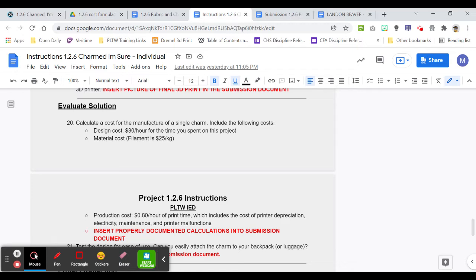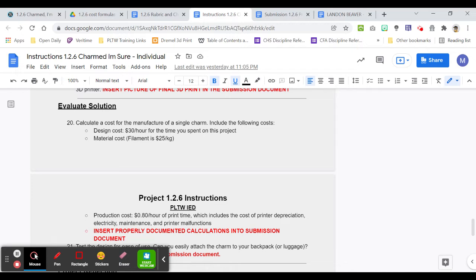You need material cost. The 3D print filament is $25 per kilogram, and you're going to need to figure out the total cost of your design. Then the production cost, which is the time to print, is 80 cents per hour, which includes the cost of the printer depreciation, aka printer use, the electricity, the maintenance, and so on and so forth. If you want to give yourself a little bit of a challenge and feel like you're good at math, go ahead and take those numbers and see if you can figure this all out.